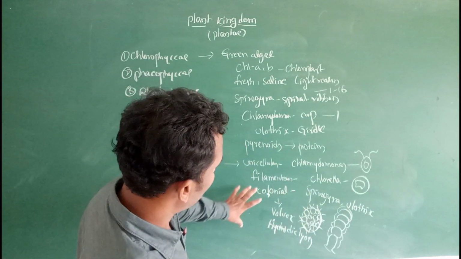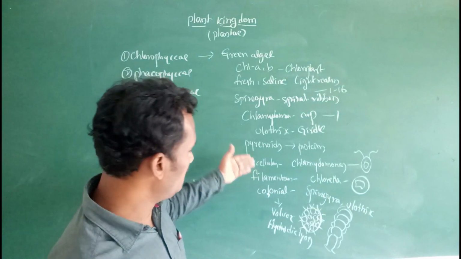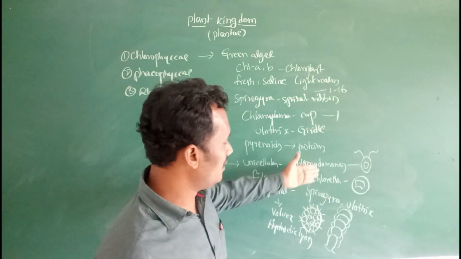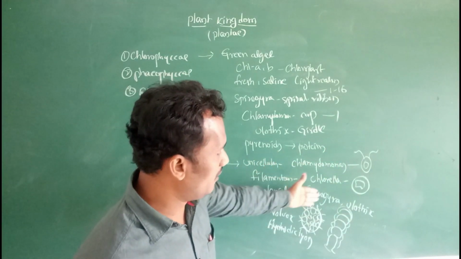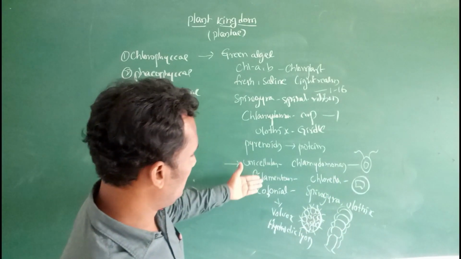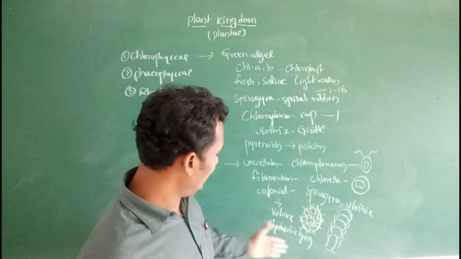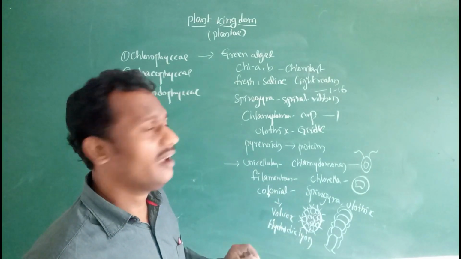So body organization in Chlorophyceae members is mostly unicellular. Examples: Chlamydomonas, unicellular motile; Chlorella, unicellular non-motile; then filamentous Spirogyra and Ulothrix; then colonial Volvox, colonial motile; and Hydrodictyon, colonial non-motile.